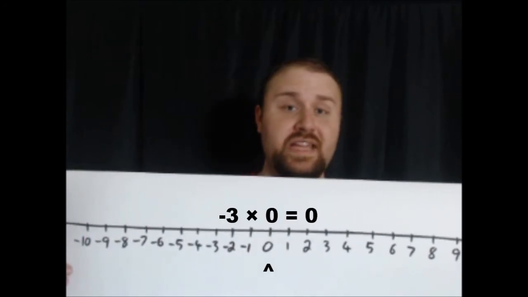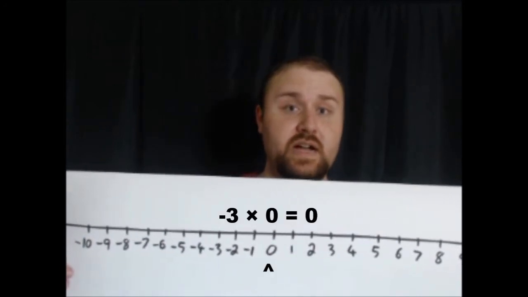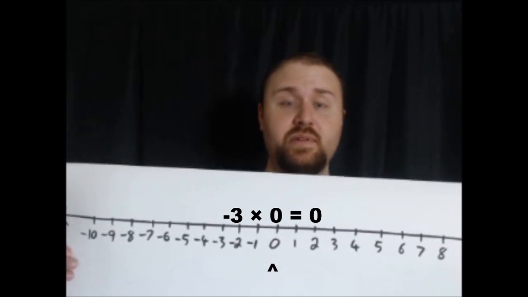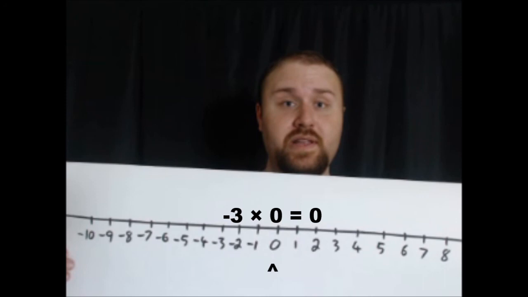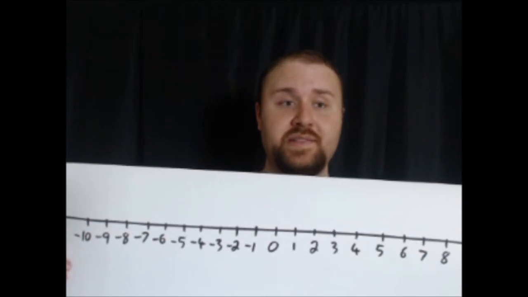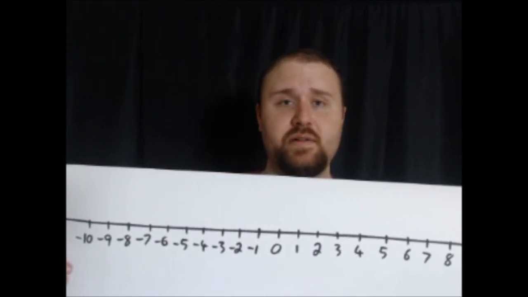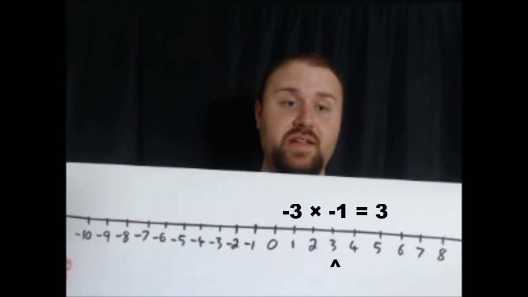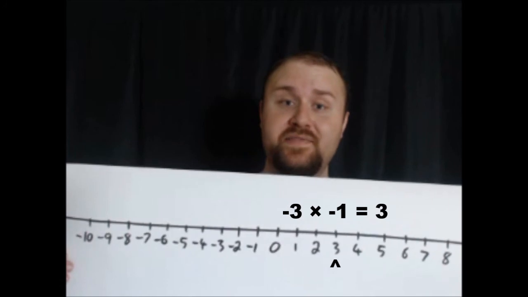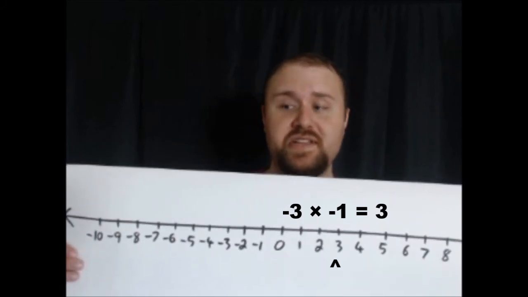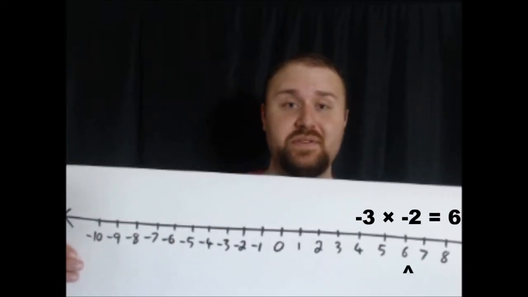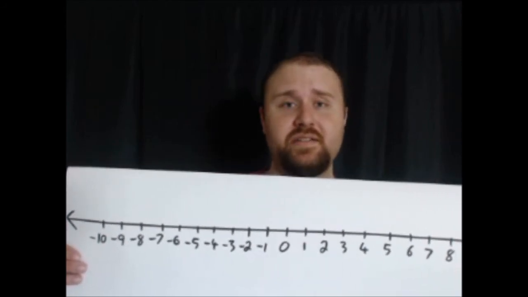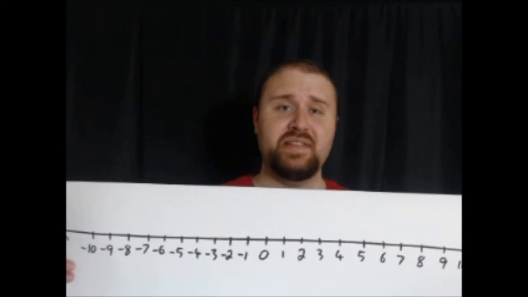Then I get negative 3 times 0, which is 0. And if I do this again, then my second number will be below 0, so negative 1. But my answer will have gone up past 0 to be positive 3. Negative 3 times negative 1, positive 3. And again, if we wish to continue, negative 3 times negative 2, positive 6. Negative 3 times negative 3, positive 9. So that's to illustrate the basic principle of how these signs work.